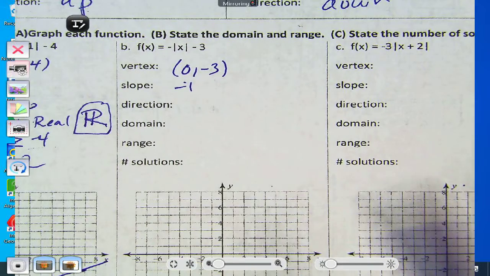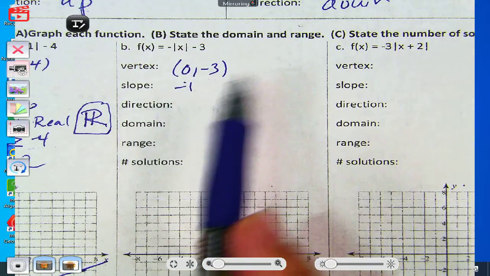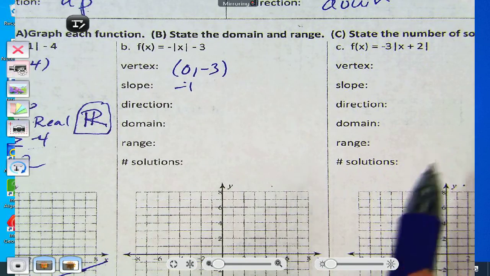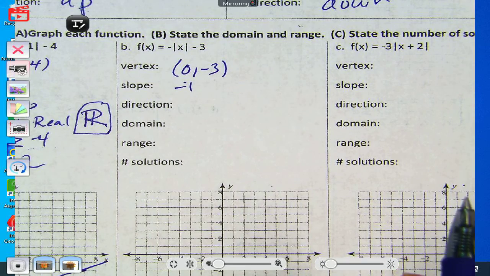By the way, in this class, I'm not going to put any coefficients inside. So you're not going to have absolute value of 2x in here. I'm not going to do that. Not that you can't, I'm just choosing not to as a teacher.